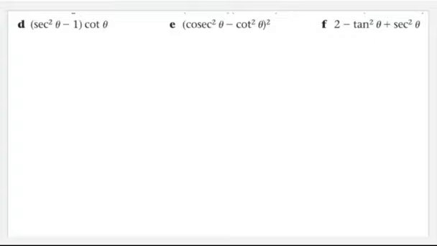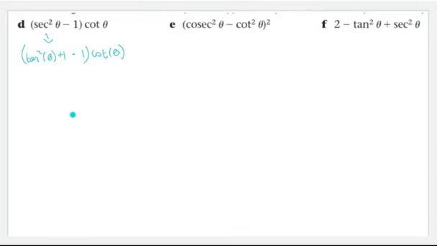So again, any ideas, just shout them out. We'll work through them together. Change sec squared theta to tan squared theta plus 1. Yep, in this case sec squared theta becomes tan squared theta plus 1. Then we've also got the minus 1 because of the minus 1 that's there, multiplied by cot theta.